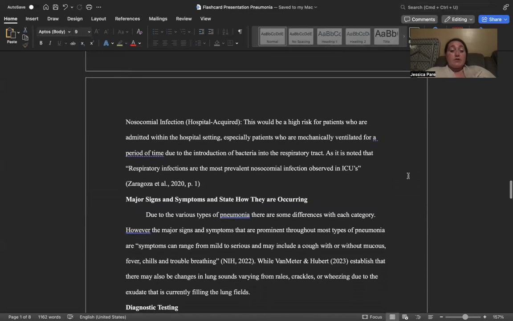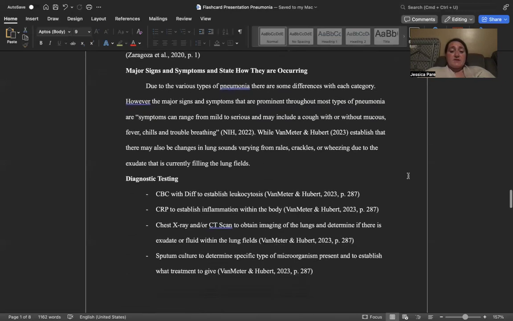And then we move on to nosocomial infection, which is hospital-acquired. This would be a high risk for patients who are admitted within the hospital setting, especially patients who are mechanically ventilated for a period of time. This would place them at high risk due to the introduction of bacteria into the respiratory tract while intubating them, as it is noted that respiratory infections are the most prevalent nosocomial infection observed in ICUs.